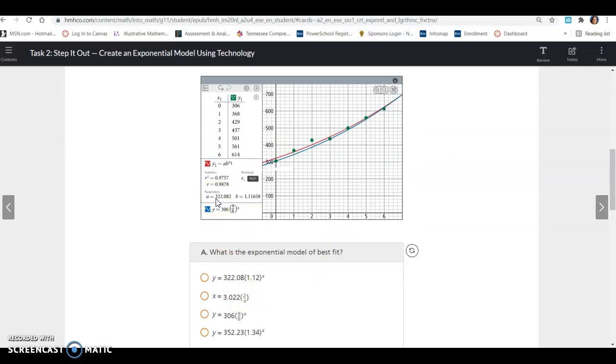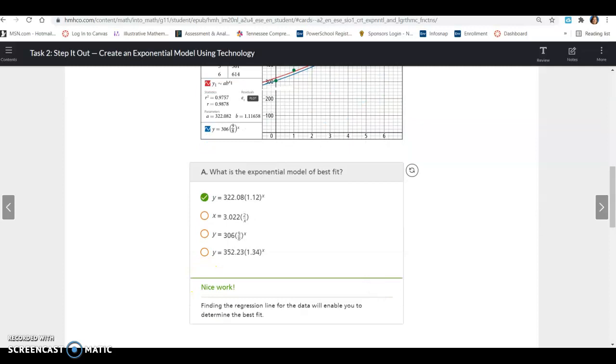So A is 322.08. Okay, so probably the first one. And then your B is 1.11658, which is close to 1.12. So this is the equation or the line of best fit.